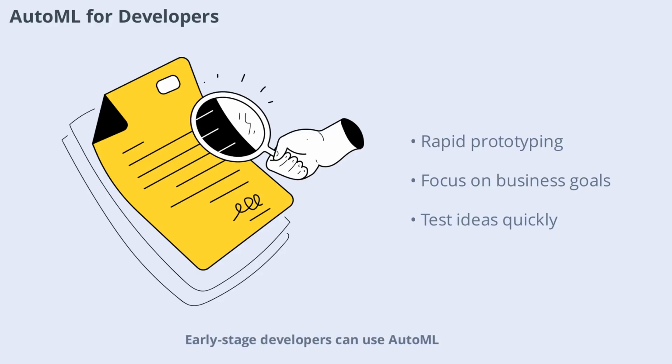Early-stage developers can use AutoML to speed up prototyping and experimentation. By automating repetitive tasks, you can focus on solving business problems and refining your ideas. AutoML tools like AutoGluon and Auto-sklearn are especially useful for rapid iteration and testing different approaches with minimal code.